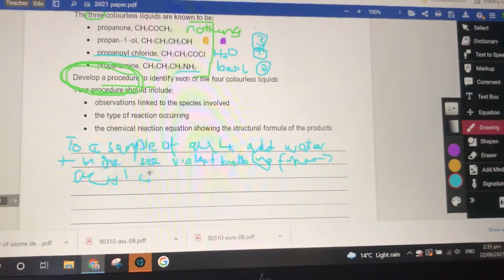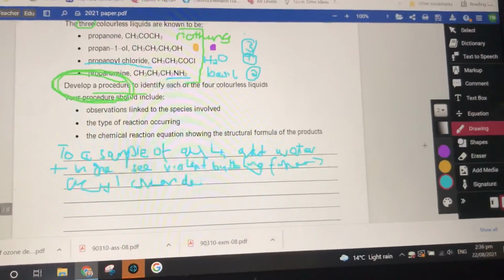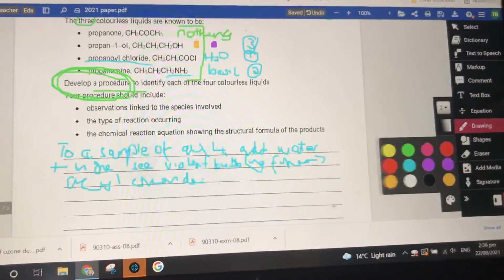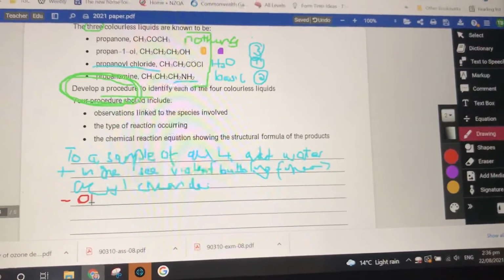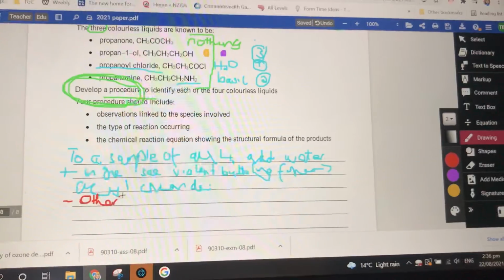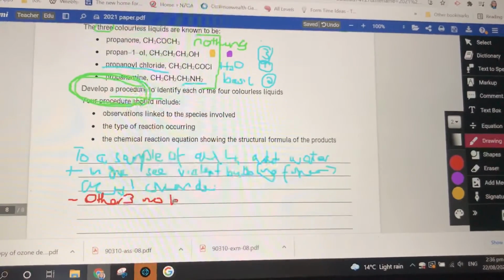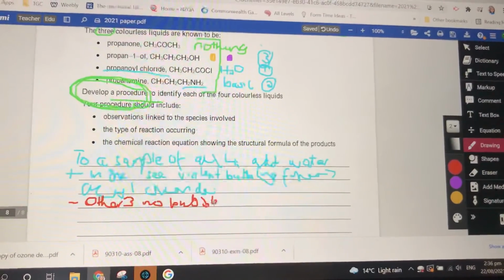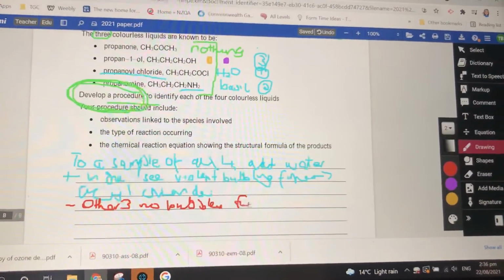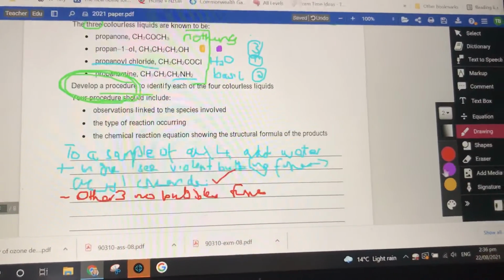And then I should say my negative observations. So my negative observations is in the other three, I see no bubbles. No bubbles or fumes. You don't have to say what, you just have to say how it looks different to the others. There's no bubbles and no fumes. So I've successfully got the acyl chloride out now.